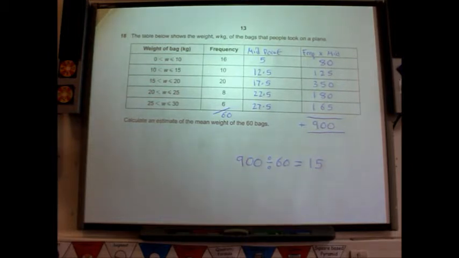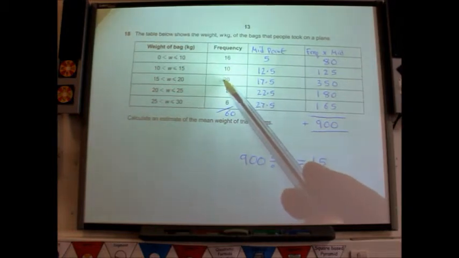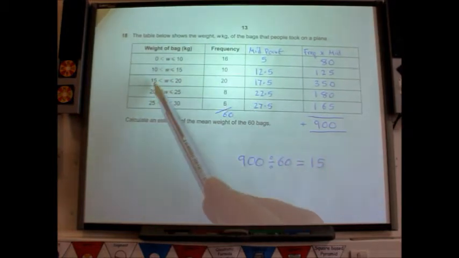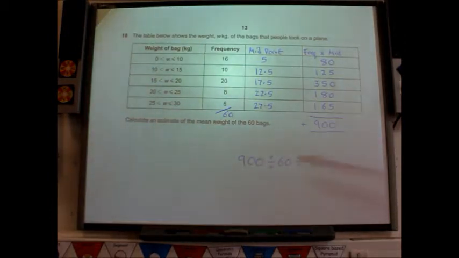They could ask you questions like, what was the modal weight of the bag? So that means what's the most common frequency, which is 20 people. So the modal class width would be over 15 and up to 20 kilograms. Anyway, I don't know why I said that, because it's not asked that question. Calculate an estimate for the mean weight.